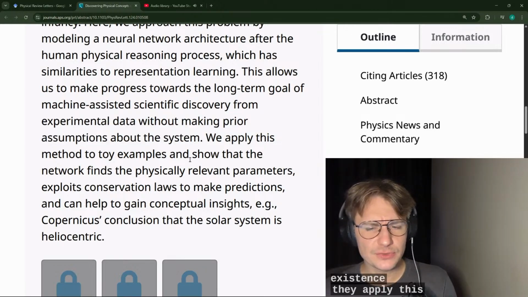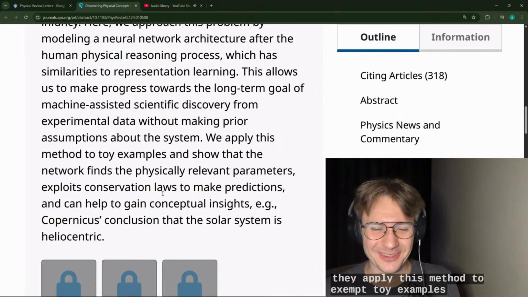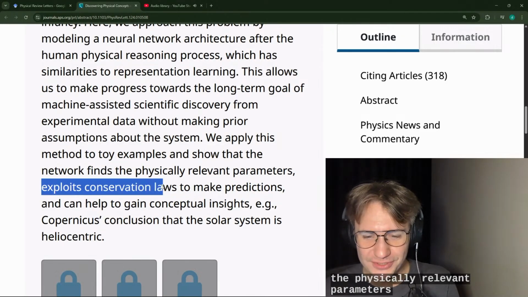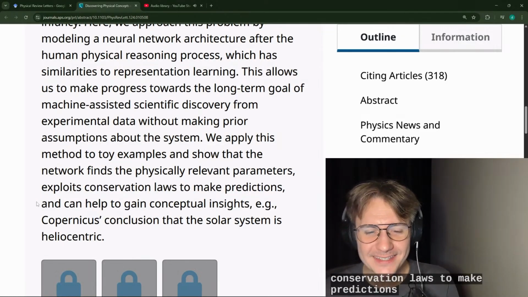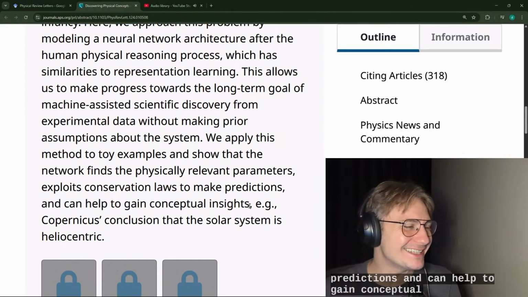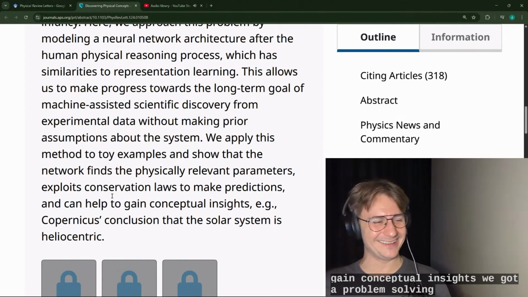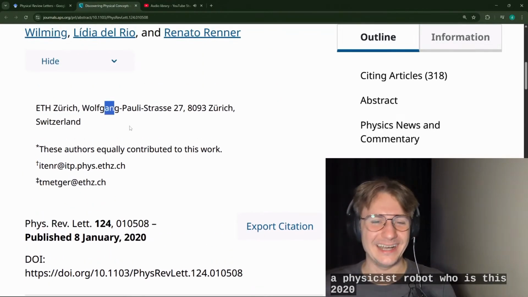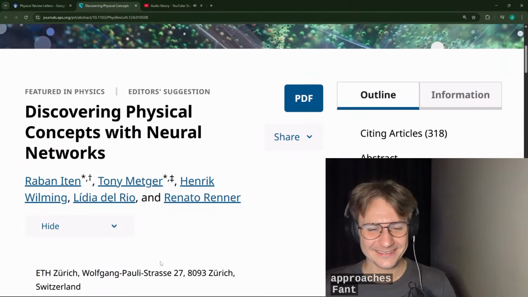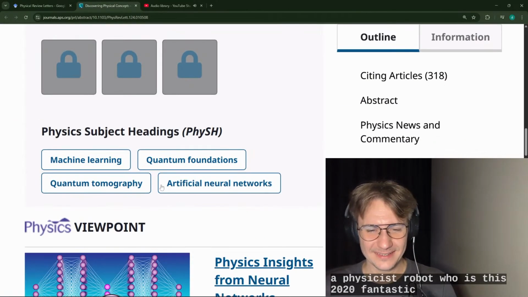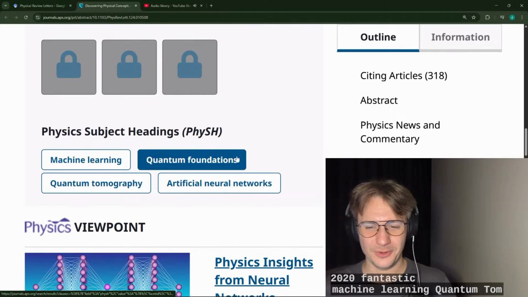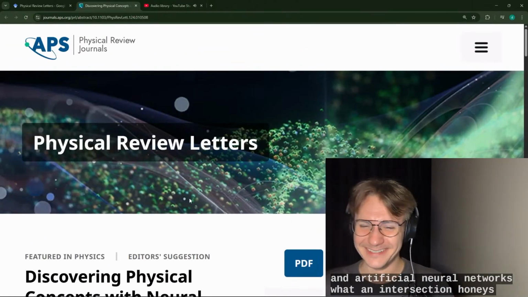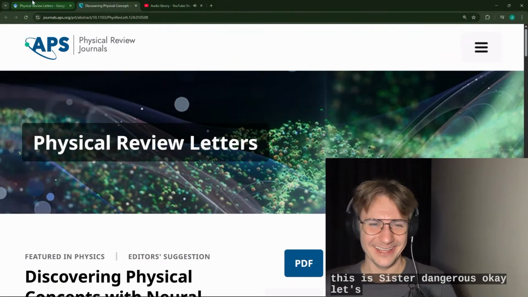They apply this method to toy examples, oh do they, and show that the network finds the physically relevant parameters, exploits conservation laws to make predictions, and can help to gain conceptual insights. We got a problem-solving robot. We got a physicist robot. Who is this? 2020. Ah, Germans. Fantastic. Machine learning, quantum tomography, quantum foundations, and artificial neural networks. What an intersection, honeys. Physicists are dangerous. Okay, let's go. I love that.